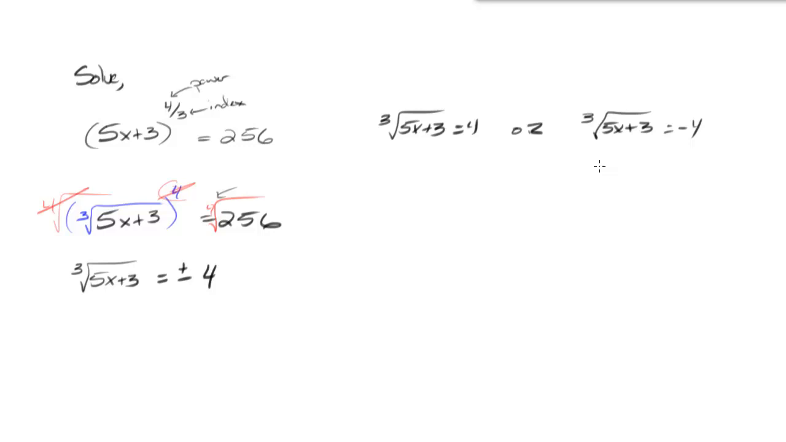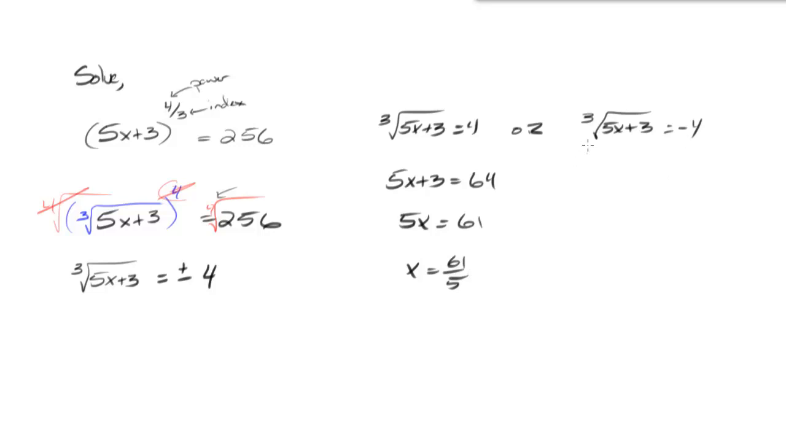I'm just going to raise both sides to the 3rd power. So I raise this to the 3rd power, and I get 5x plus 3. And 4 to the 3rd power is 64. And then subtract 3. It's all pretty easy from here. Divide by 5. That's what I get.